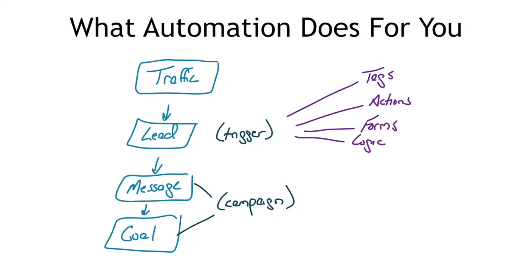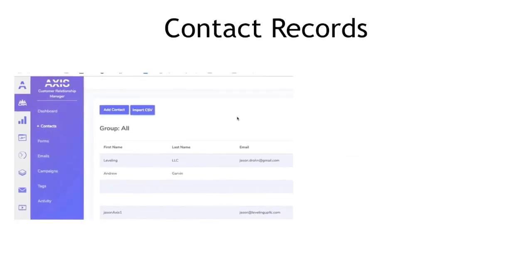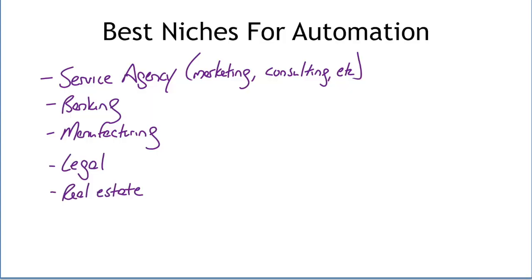So, what we're going to do is we are going to talk about marketing automation. We are going to talk about your CRM stack. So, your marketing automation stack, what you need to effectively deploy marketing automation in your business. We're also going to talk about the best niches for marketing automation. So, we're just going to dive right into it. We're going to get started, and I'll see you on the other side.